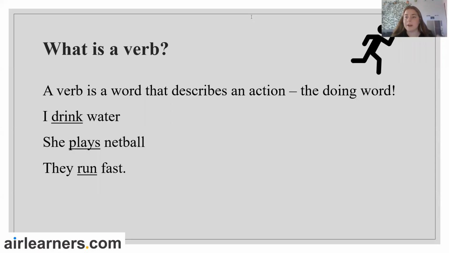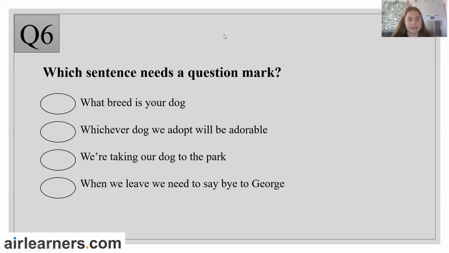So just try and keep, like the adjective list, keep a list of verbs, maybe on your wall or on the back of the toilet door, so then you can really easily identify what a verb is and examples of verbs. So let's head on to question 6.